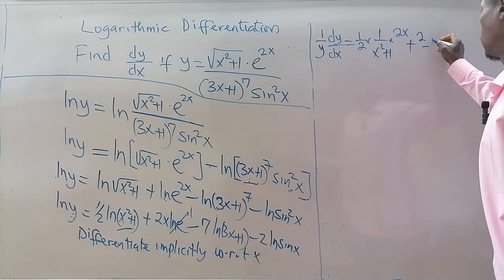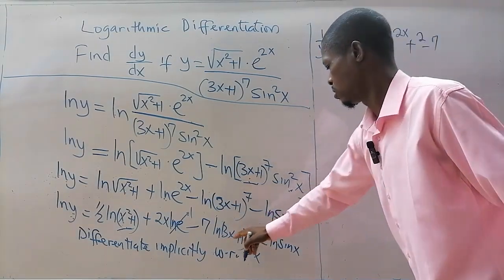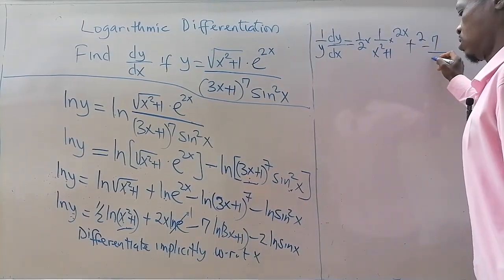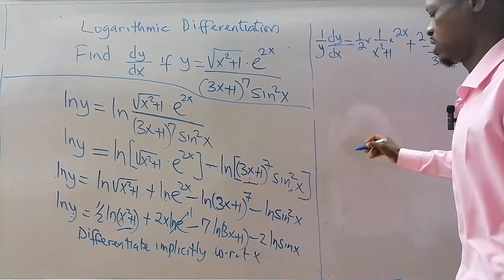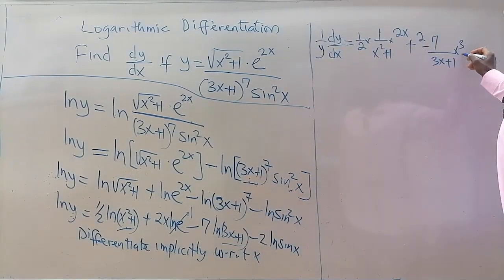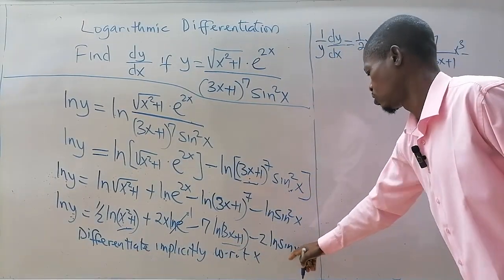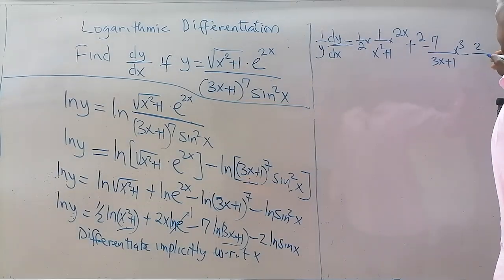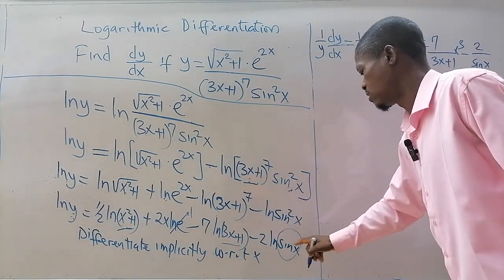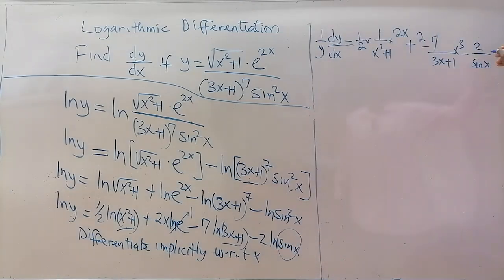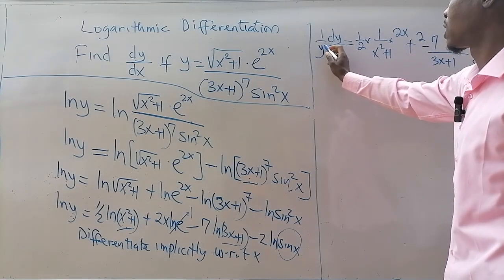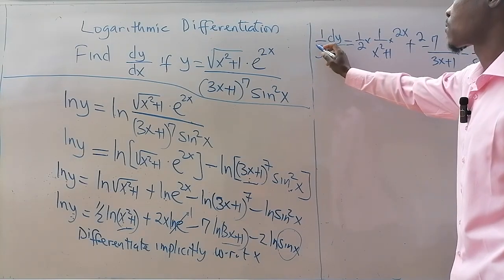Then minus 7. This one, do the same thing also. That's 7 over 3x plus 1 times the derivative of this function, times 3. Then minus, this will be what? 2 over sine x, I mean this function, 1 over this, and then times the derivative of this, so times cos x. So then the next thing to do is to remove this y from here by multiplying both sides by y.